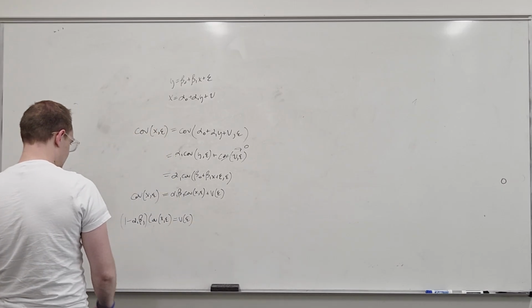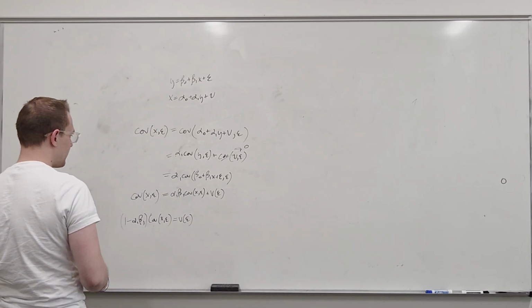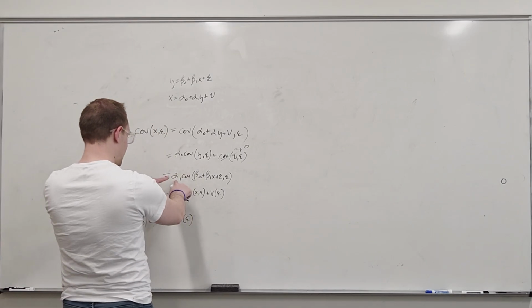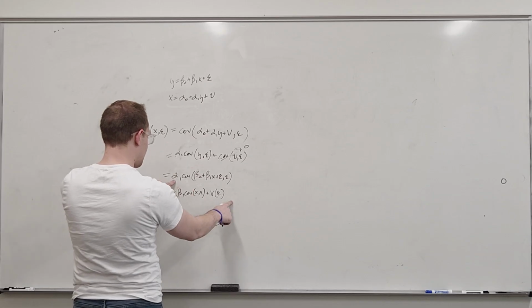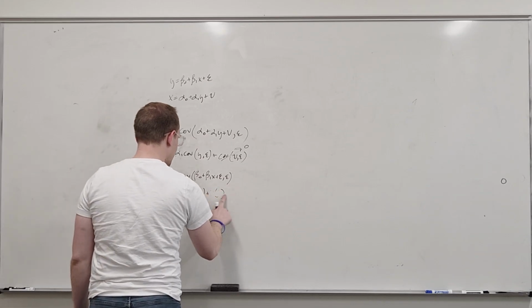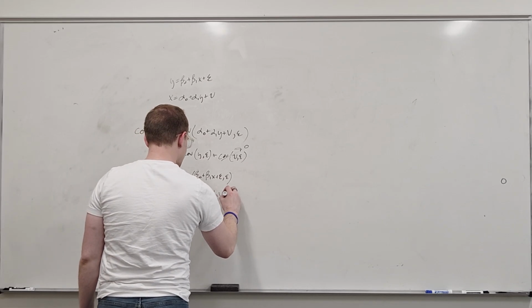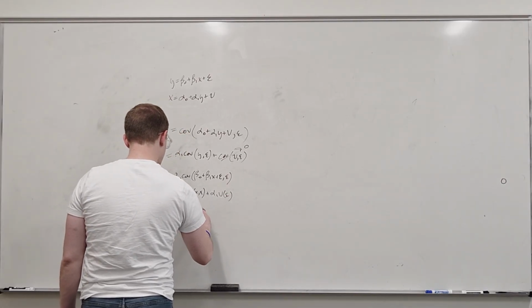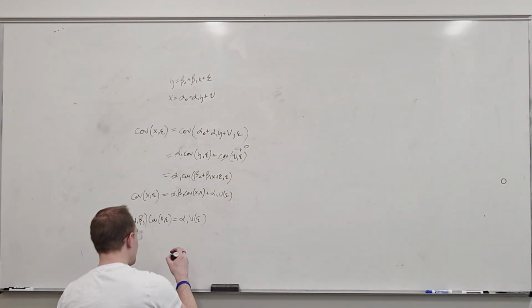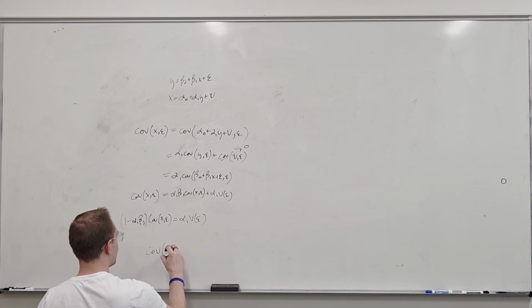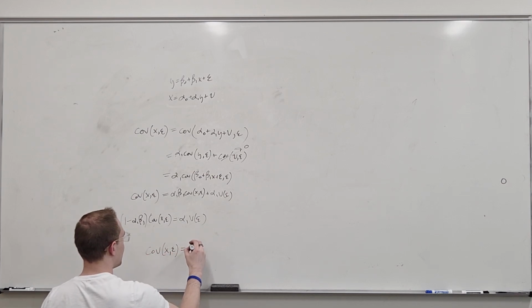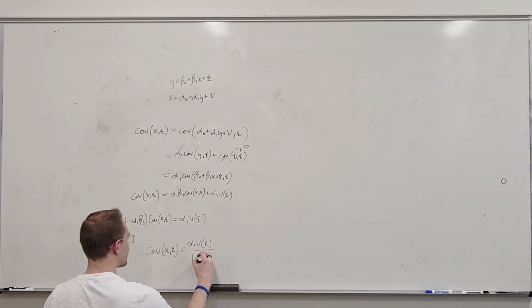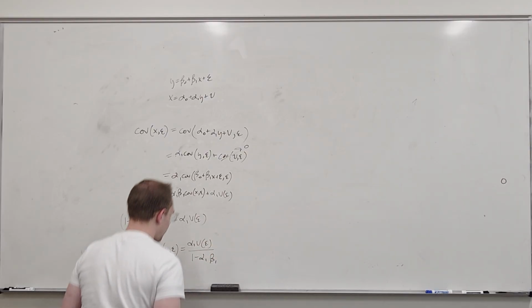Am I right? Shoot, I don't feel like I'm right. Oh, I left my alpha 1 out here. Alpha 1 covariance times this, plus alpha 1 variance of epsilon. Yeah, slipped away from me there. So that means that we're going to end up solving for the covariance of x and epsilon, with alpha 1 variance of epsilon over 1 minus alpha 1 beta 1.